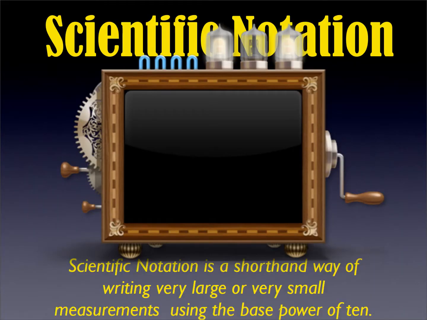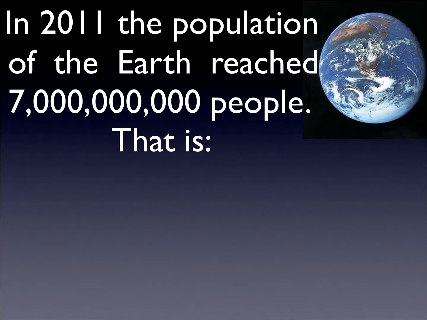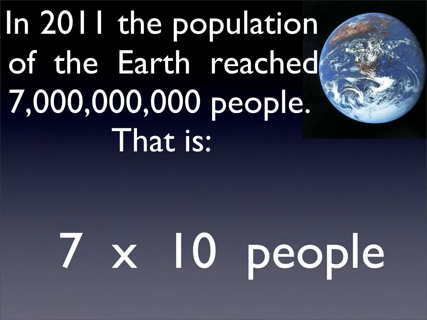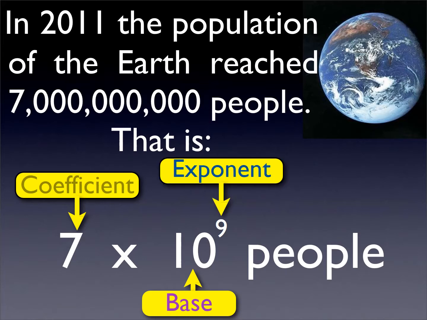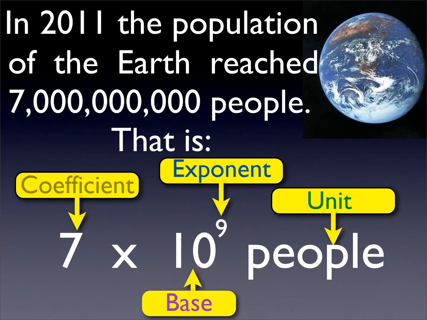So scientific notation is just a shorthand way of writing a very large or very small number as a power of 10. So back in 2011, population reached 6 billion people. So that is 6 times 10 to the 9 people. Now it's 7 times 10 to the 9 people. 7 is the coefficient. 10 is the base, which in all scientific notation is base 10. And 9 is the exponent, with people as the unit.